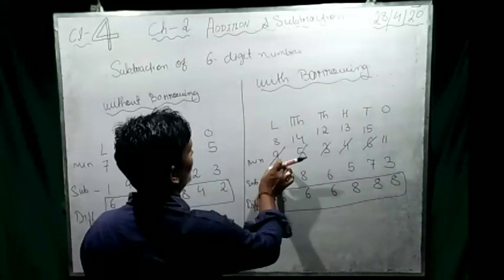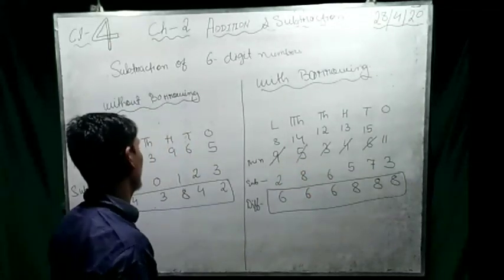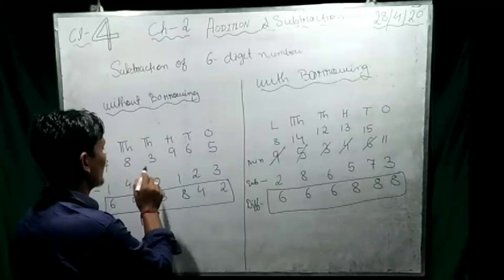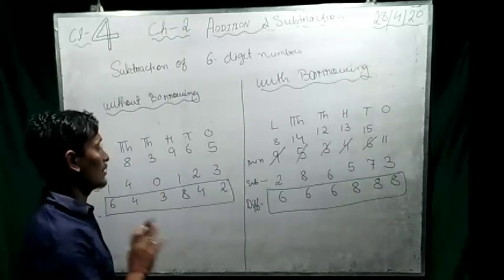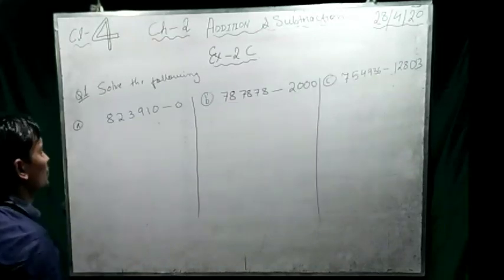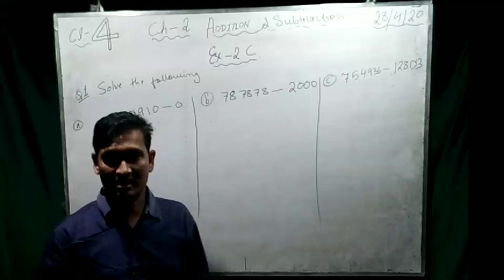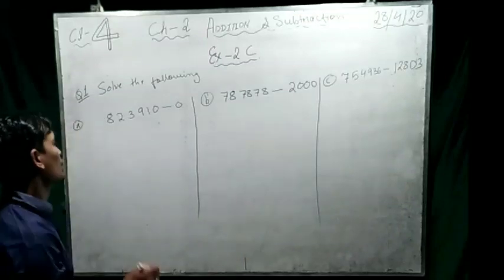If the minuend is smaller, then we have to borrow. If the minuend is greater than the subtrahend, that means no need to borrow. Clear? So let's start our exercise 2C. Question number 1, solve the following.